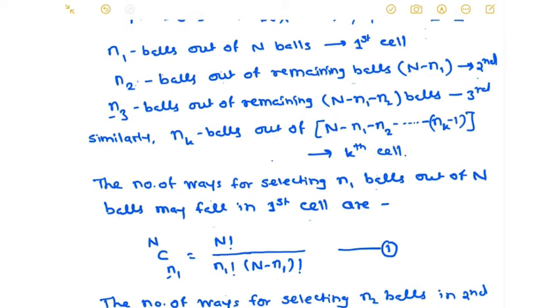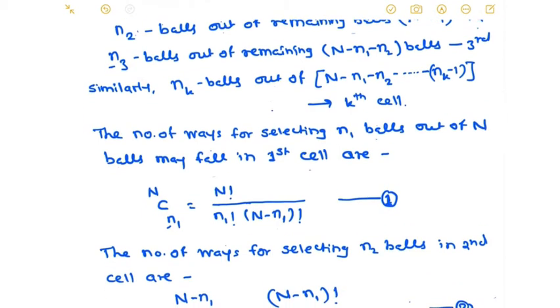That number of ways we write: total number of balls n factorial divided by, in that total number how many we select, n1, hence the divided term we write n1 factorial into the remaining terms. If we select n1 balls in N balls, then how many remaining? N minus n1 are remaining. Hence the combination rule we write: nCn1 equals n factorial divided by n1 factorial into n minus n1 factorial, and we say this is equation number 1.